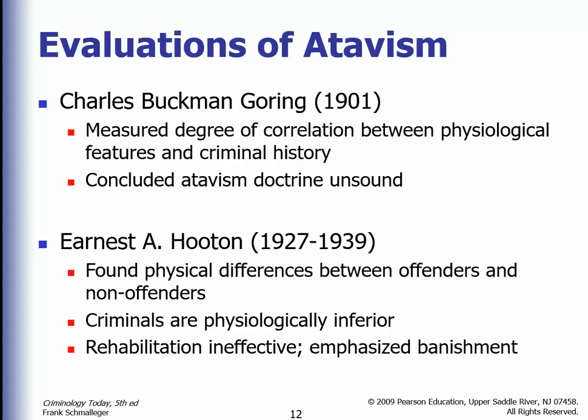Hooton also saw physical differences between offenders and non-offenders, felt that criminals were physiologically inferior, and also that because they were inferior, and that's the way they came, that's the way they're built, it would be ineffective to try to rehabilitate them, and that the best way to deal with them would be to banish them from society. And this is very similar to the concept of eugenics that existed during the 20s and the 30s, the same time when Hooton was doing his work.